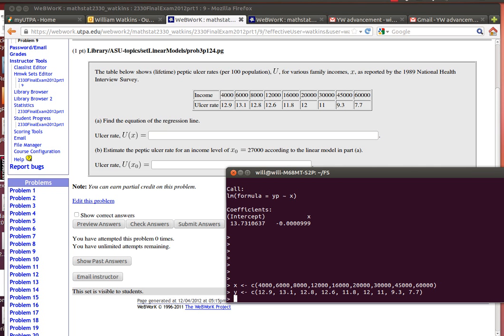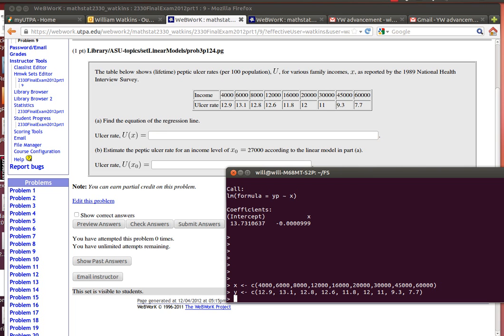Here's a problem from the practice homework problem in WebWork. We've got a table listing some income and some ulcers. We're suspecting that as people's income increases, they don't worry so much, I guess, and their ulcer rate is less. I don't know whether this is real data or not. Oh, they're claiming that it's reported in the 1989 National Health Interview Survey.